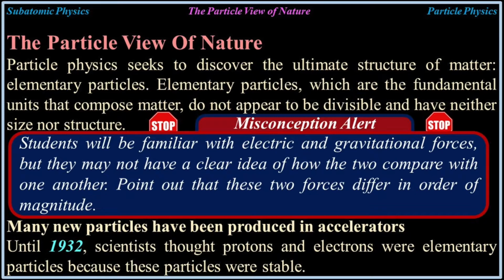Many new particles have been produced in accelerators. Until 1932, scientists thought protons and electrons were elementary particles because these particles were stable. Misconception alert. Students will be familiar with electric and gravitational forces, but may not have a clear idea of how the two compare with one another. Point out that these two forces differ in order of magnitude.